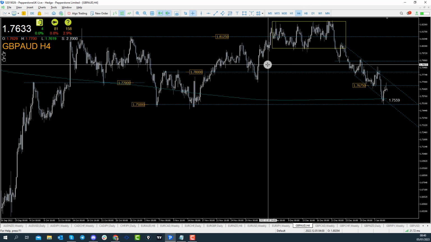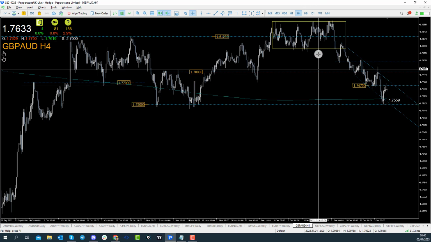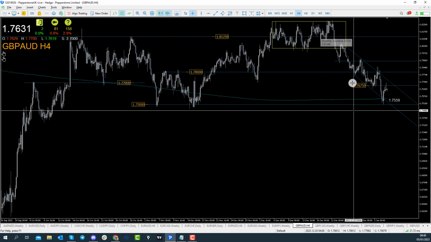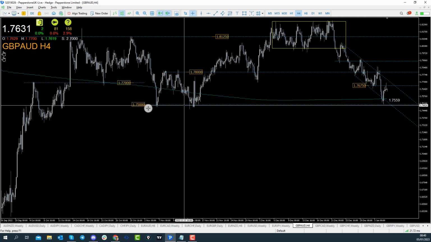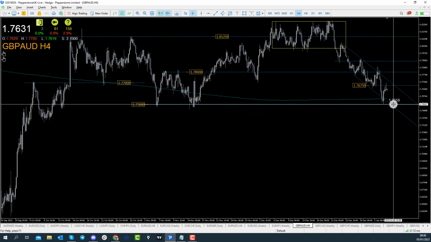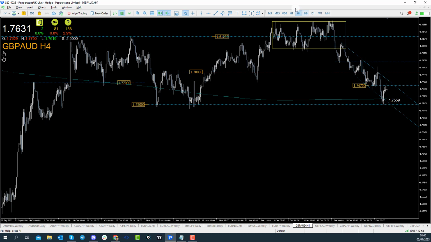But you can see the structure here. We've got that range between that 1.75 handle and the 1.8125. We've formed this trend within this range, and it looks like we could see another push back down towards the 1.75.